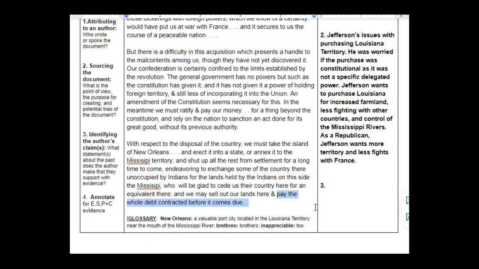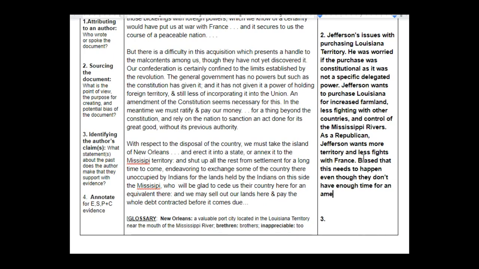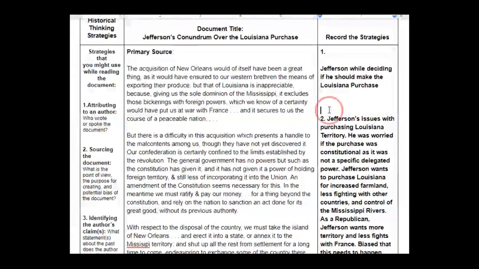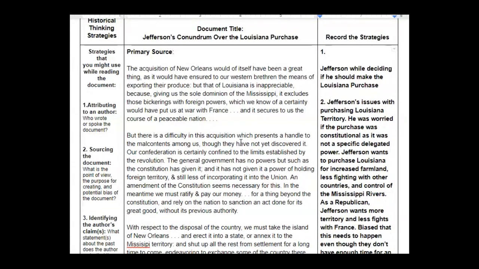I'm going to jump down to the end, having read the whole source already. We need to buy this while we still can, before basically France sells it to anyone else. Okay, biased that this needs to happen even though they don't have enough time for an amendment, which according to Thomas Jefferson has to happen, but he doesn't have time for it. So he's basically going to have to be a hypocrite and eat his words and act like the Federalists.